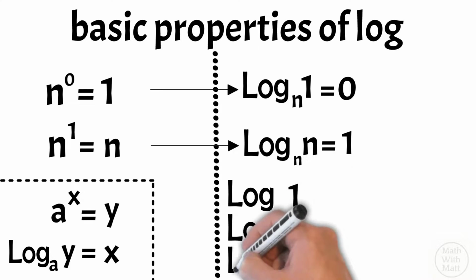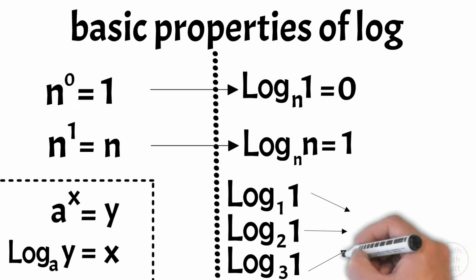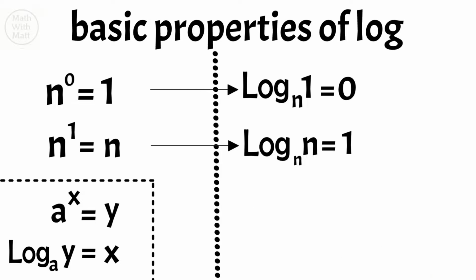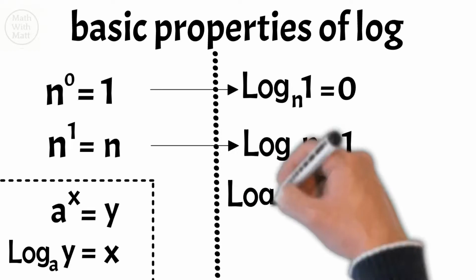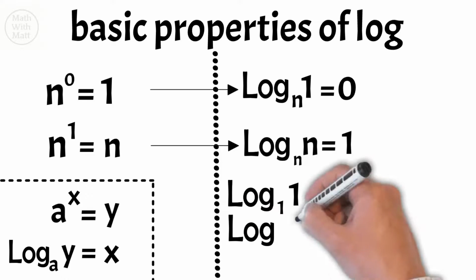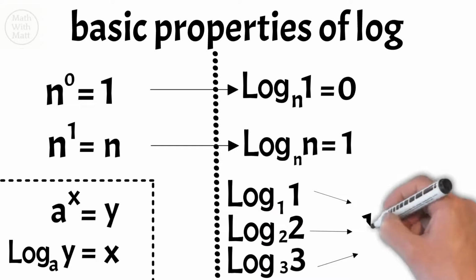So, when we see log of 1 to any base, be it 1, 2, or 3, or any number for that matter, the answer is always 0. And when we see log of any number with the same base, like log of 1 to the base 1, or log of 2 to the base 2, the answer is always 1.